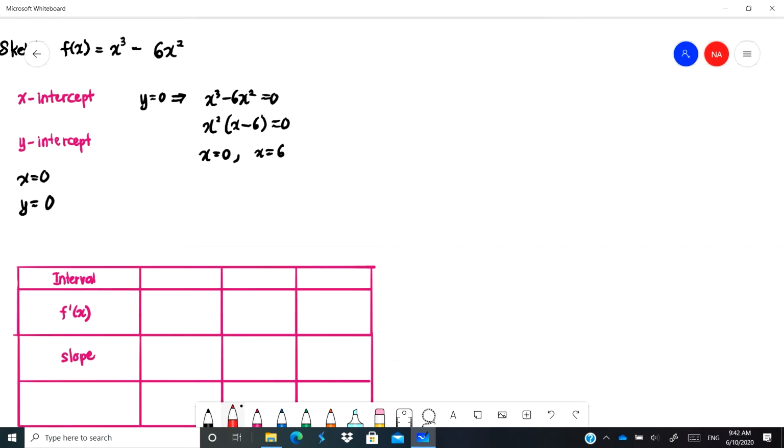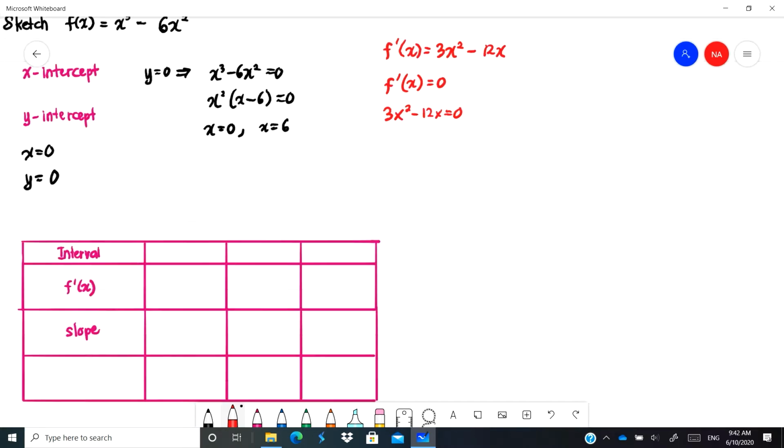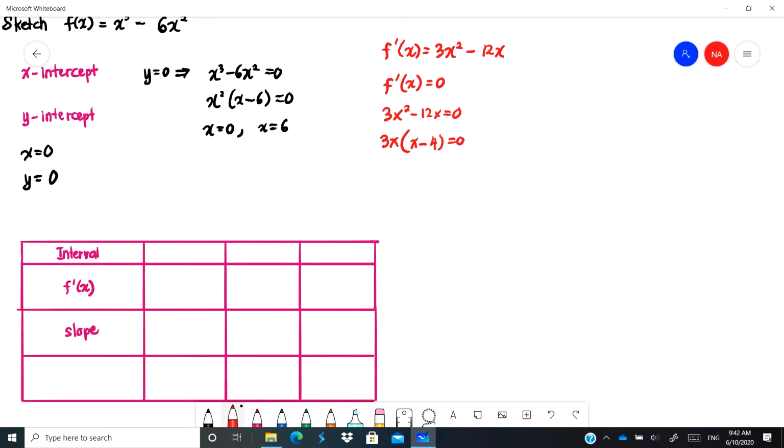Differentiating the function, f prime of x is 3x squared minus 12x. To find the intervals, we have to find the boundary points first, so we let f prime of x equal to 0. So 3x squared minus 12x equal to 0. Factorizing 3x, I'll have 3x times x minus 4 equal to 0. So x is equal to 0, and the other point is x equal to positive 4.